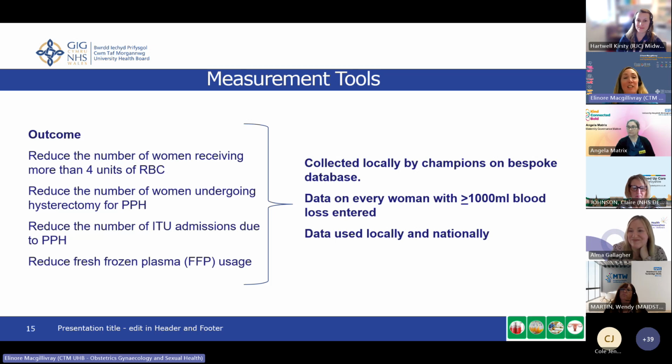And I was just listening to it and feeling slightly jealous that you were able to record some of those things routinely on a digital system, but we're not digitally enabled in Wales. So this was time and effort on champion midwives' part to put a lot of information onto a database that we could then use periodically to assess the project, both locally and nationally. So they used it for their own purposes, and then we used it as a national team as well.